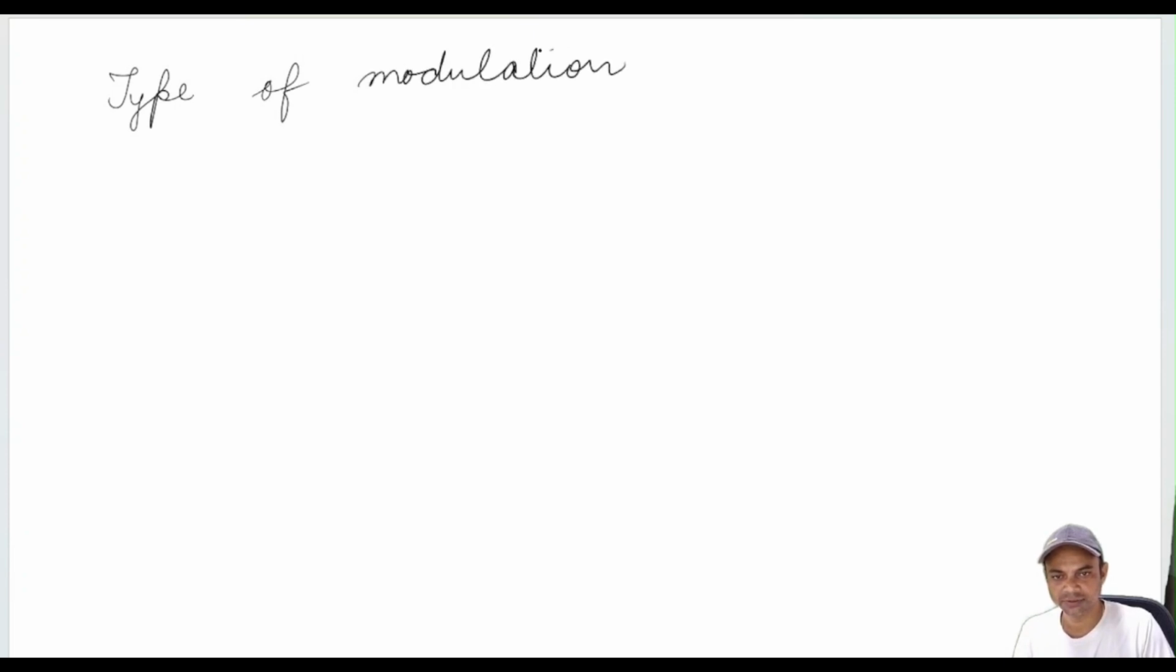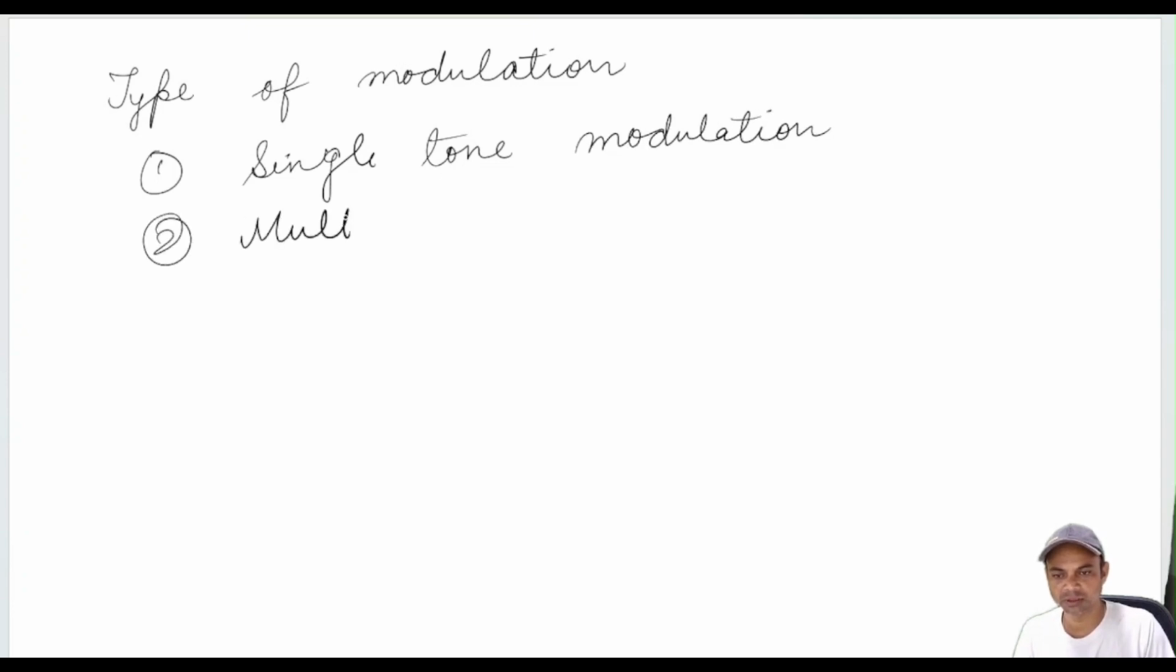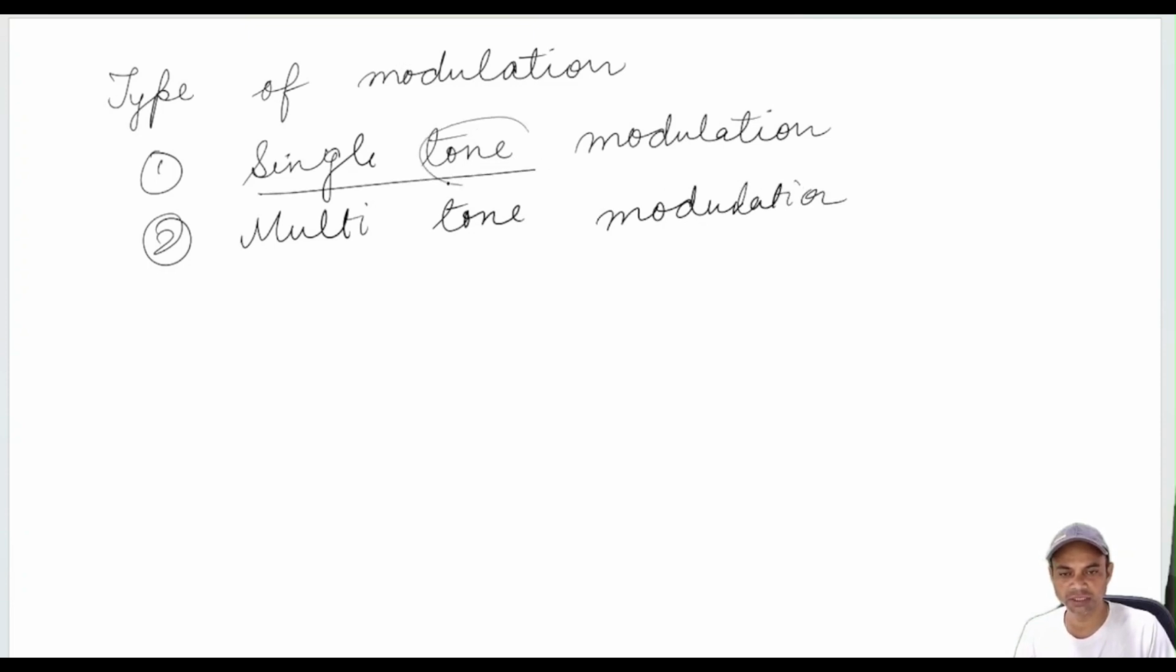Modulation can be classified into two types. First one is single tone modulation, and another one is multi-tone. Here the term tone means frequency. Tone refers to frequency. It means single tone modulation means single frequency modulation, and multi-tone means multi frequency. Okay, I am writing the definition of single tone modulation.